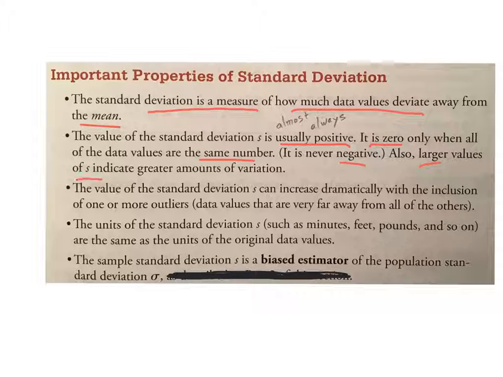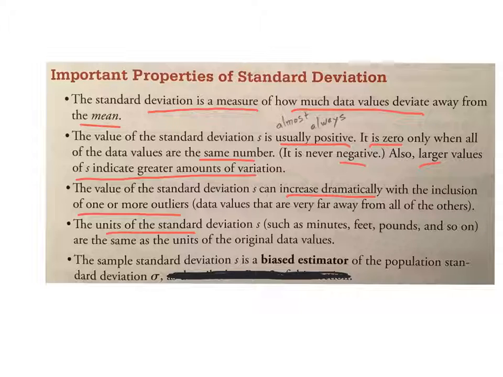Larger values indicate greater amounts of variation. The bigger the number, the wider the spread. The value of a standard deviation can increase dramatically if you put outliers in there. Think about it, outliers spread the data out, and the further away the data gets spread out, the bigger the standard deviation. So it's going to increase big time.